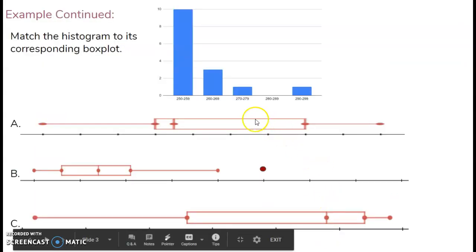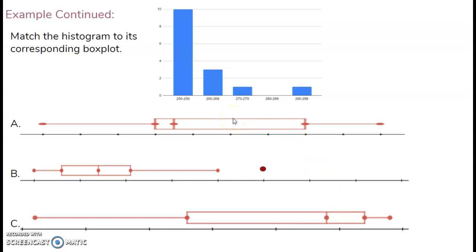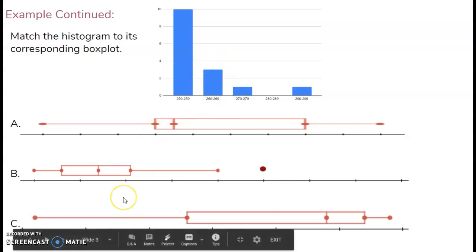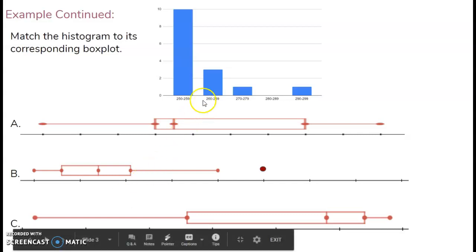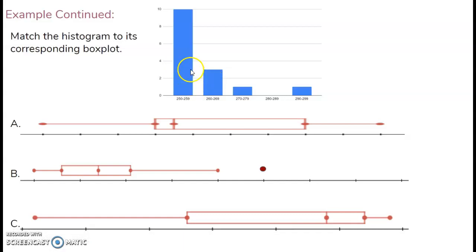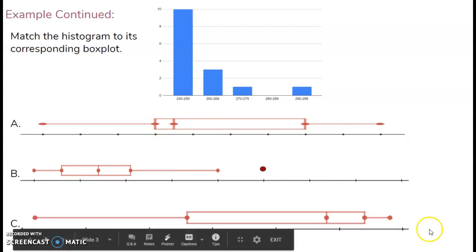All right, here's another question that we might see something like this on the quiz. We're supposed to match this histogram here to one of these box plots, either options A, B, or C. So my median should be more to the left because most of my data is over here, so it's going to be more to the left. So this one here's got a median pretty far over here. This one's more to the left, and this one's way over here to the right.